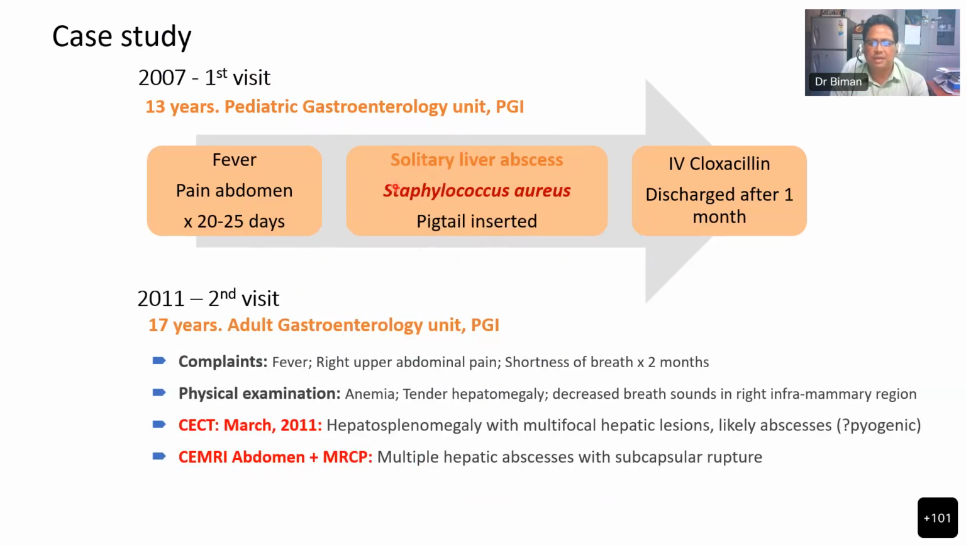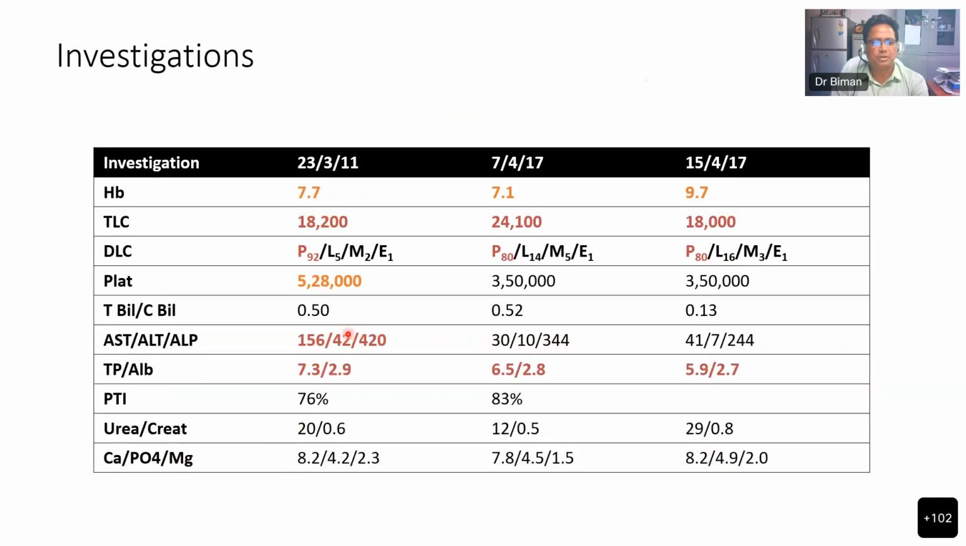and the liver abscess grew Staph aureus here, okay? And this patient was given IV cloxacillin, discharged after 1 month. Again, at 17 years, after 4 years, he again presented with similar complaints. Again, there were hepatic abscesses with a subcapsular rupture. Okay, investigations, you can see that the total count is slightly raised.